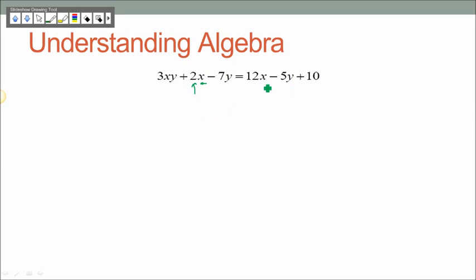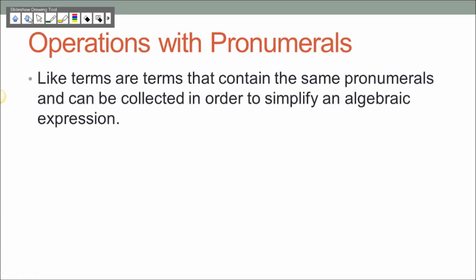Over this side, here's another term with an x in it, and this would be called the coefficient of 12 over this side. I hope that clears things up a bit. Don't forget, you can always ask questions when you come back to school. All right, moving on. Now that we know this terminology, we can start doing our operations with the pronumerals.